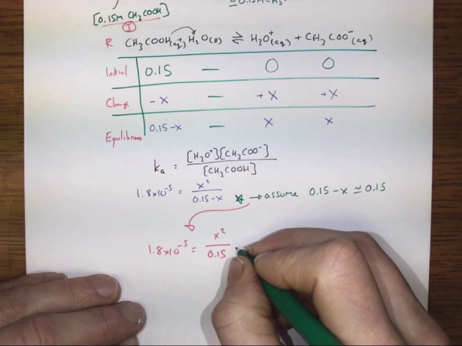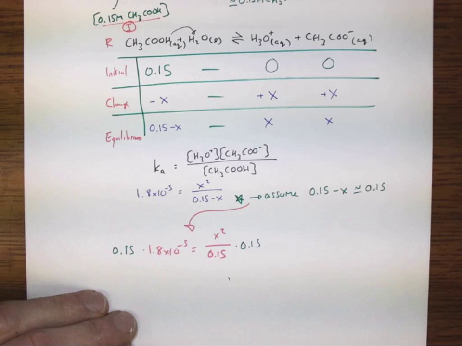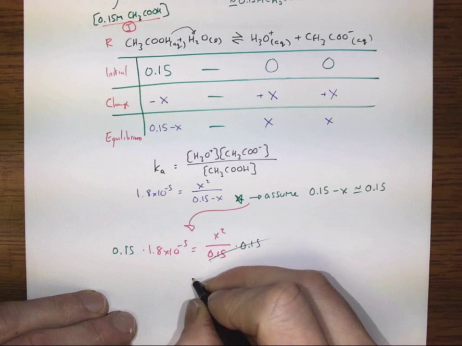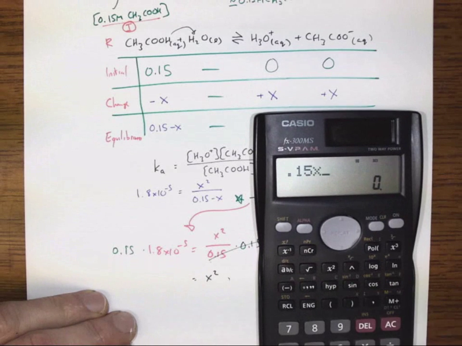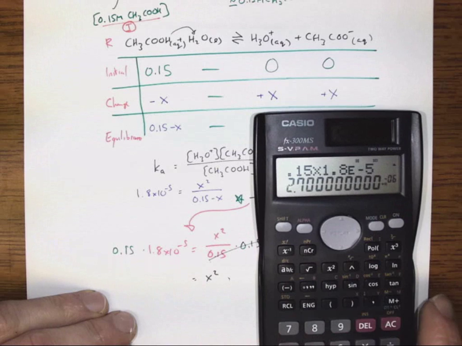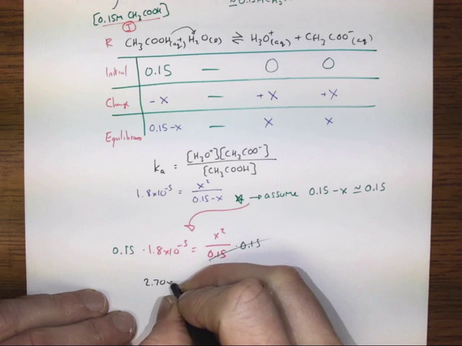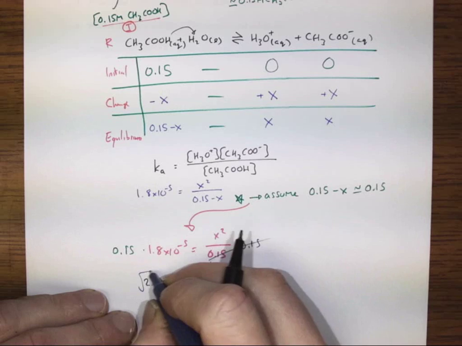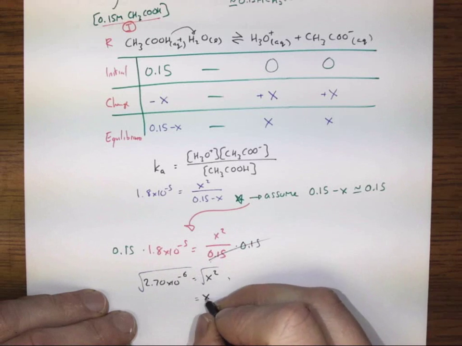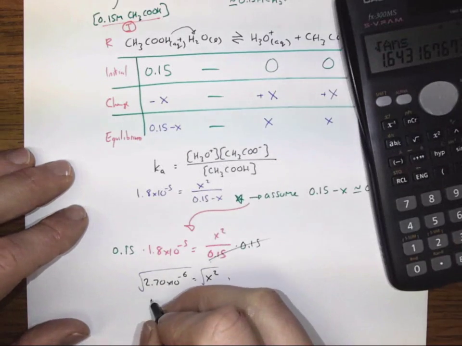We're just going to isolate x by multiplying both sides by 0.15. And we'll cancel those guys out. We get x squared is equal to 0.15 times 1.8 times 10 to the negative 5. You get 2.7 times 10 to the negative 6. And then we'll isolate x by square rooting both sides. We're going to get x is equal to the square root of this number, which is going to be 1.64 times 10 to the negative 3.